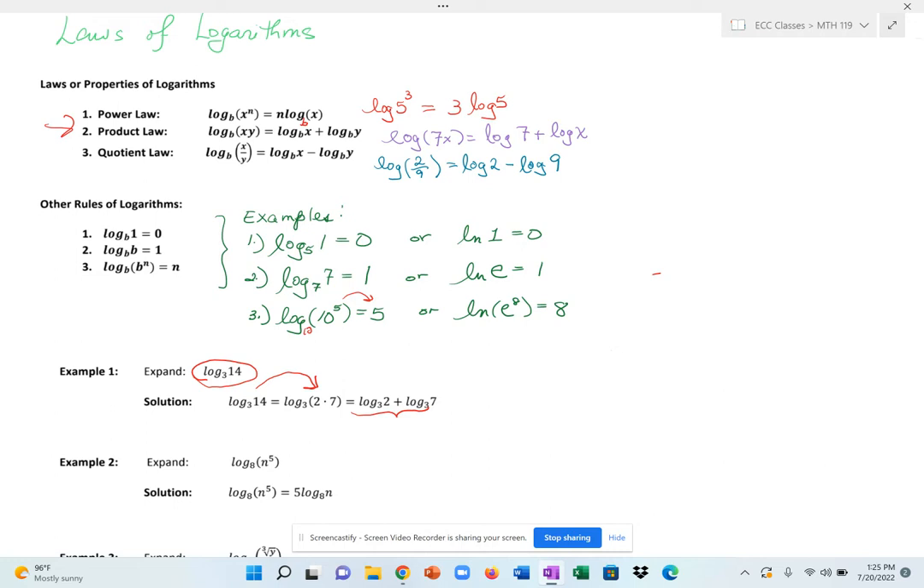The next one says log base 8 of n to the 5th. Here I'm using your power law. So the only thing I can really do to expand this is to put the 5 in front of the logarithm. So I have 5 log base 8 of n.